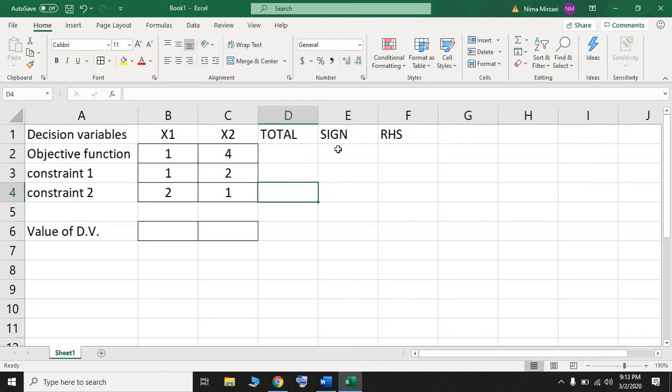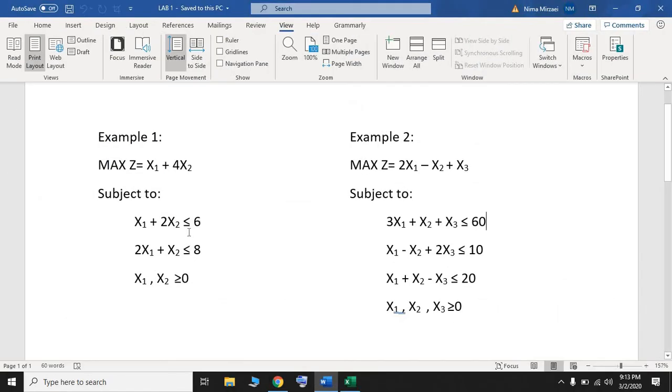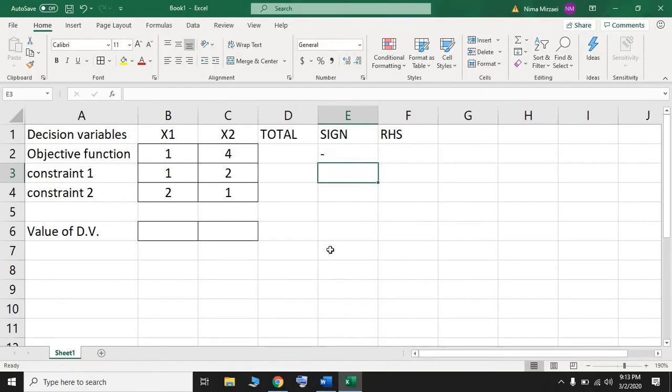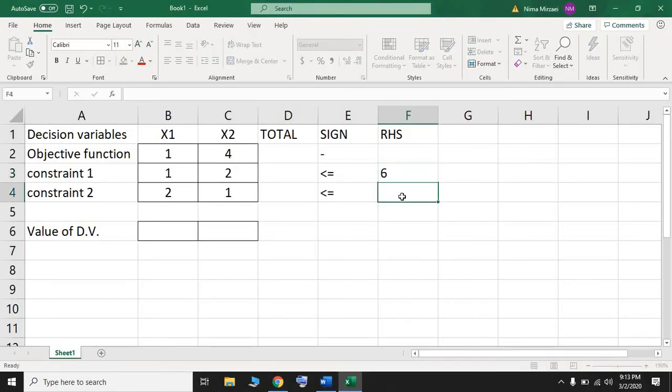Now it's time to enter some information related to the sign and the right hand side. For the objective function, we don't have any sign, so we just pass it. For the first constraint and the second constraint, as you see, the sign is less than or equal, so I'm going to enter less than or equal and less than or equal here. And the right hand side for the first constraint is 6, for the second constraint is 8. So here we have 6 and 8. Up to this point we have entered all the information that we need.